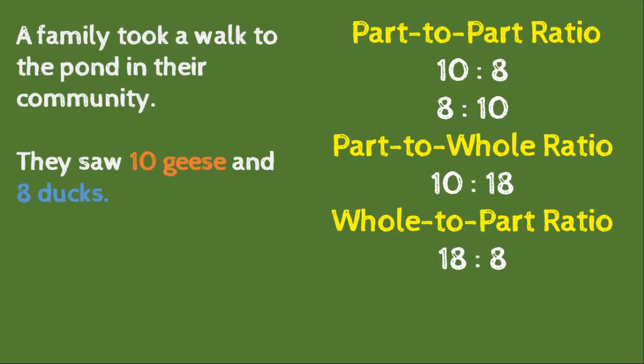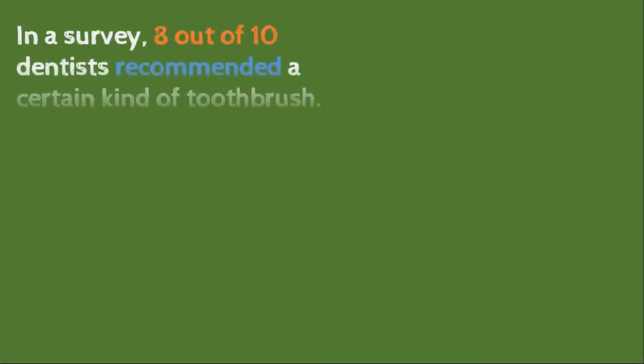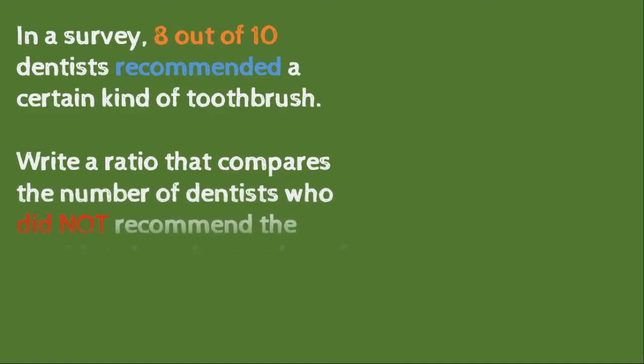We can also make this ratio part to whole. It would be 10 to 18. That would be 10 geese for the total that we saw, which is 10 plus 8 ducks, which is 18, 10 to 18. Another way we could represent it is a whole to part ratio. Again, the whole would be 10 geese plus 8 ducks, which equals 18, to 8, which represents 8 ducks, 18 to 8 ducks.